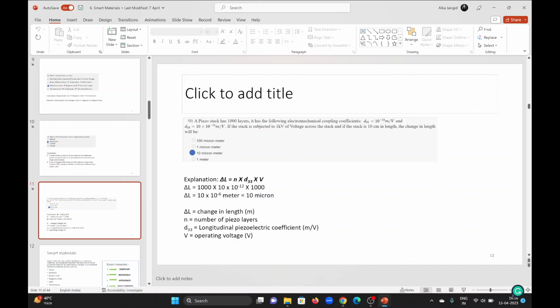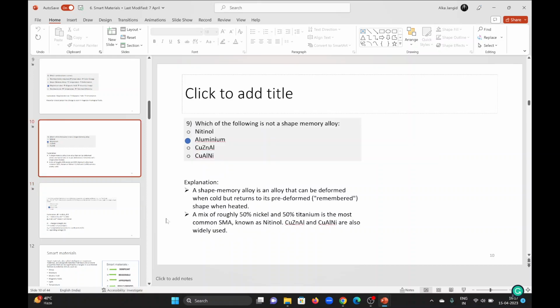Electric field with your operating voltage is given as 1 kilovolt, so you have to multiply it with 1000. Kilo is there, that's why. In the explanation for question 10, N into d33 into V. Number of layers is 10. d33 is 10 into 10 power minus 12. Okay, question 10, I have understood.